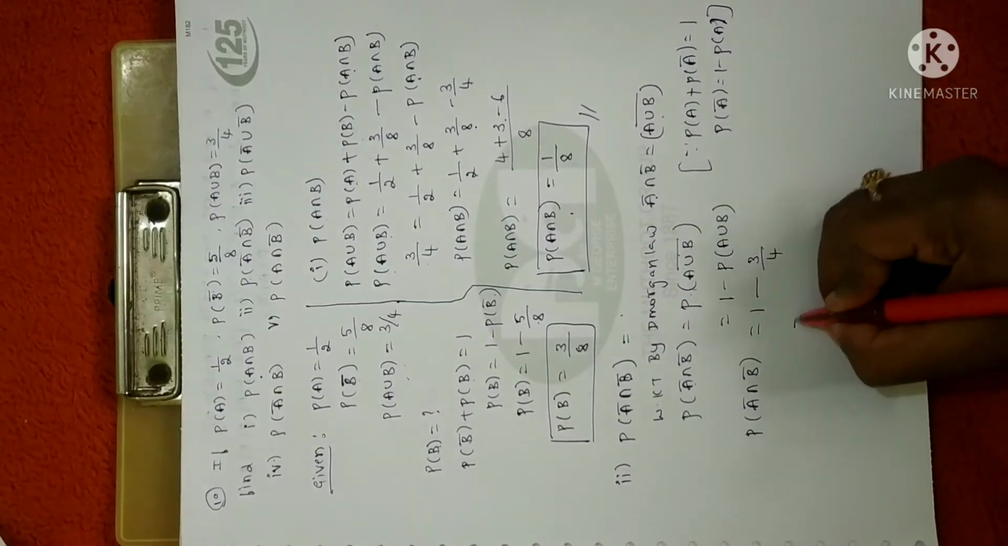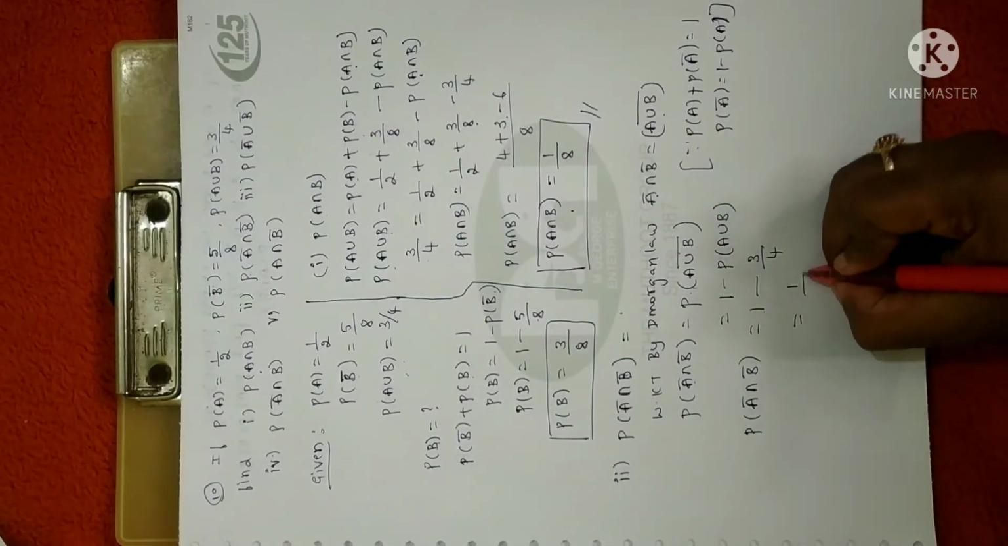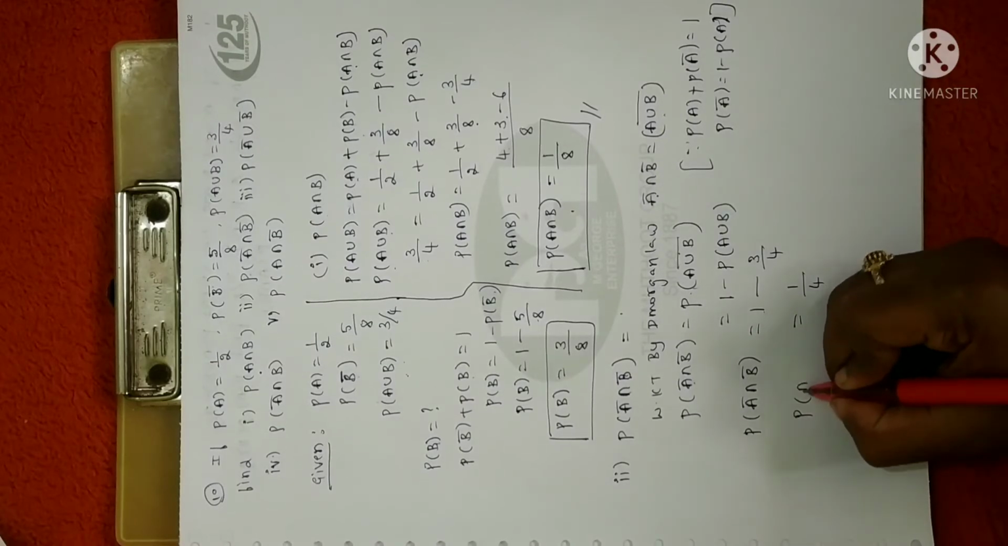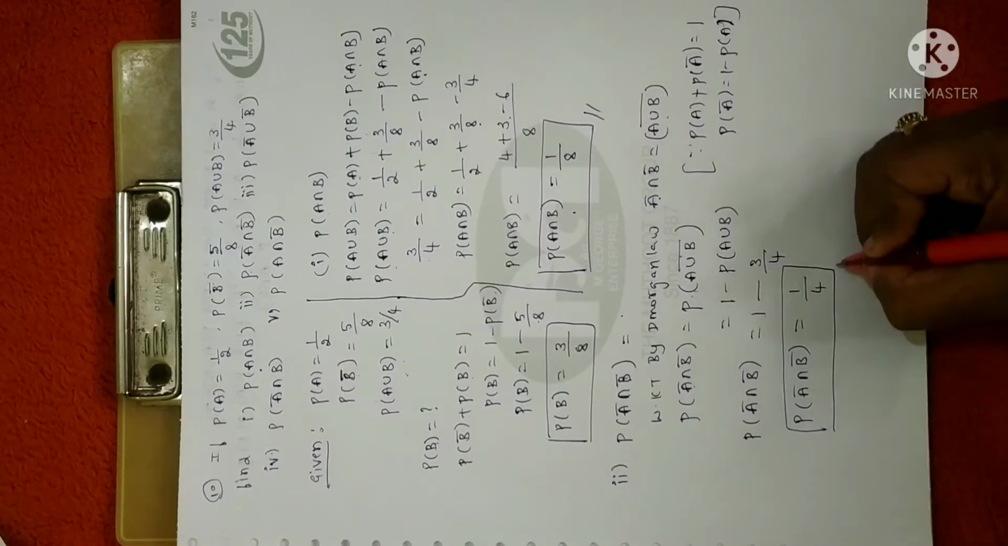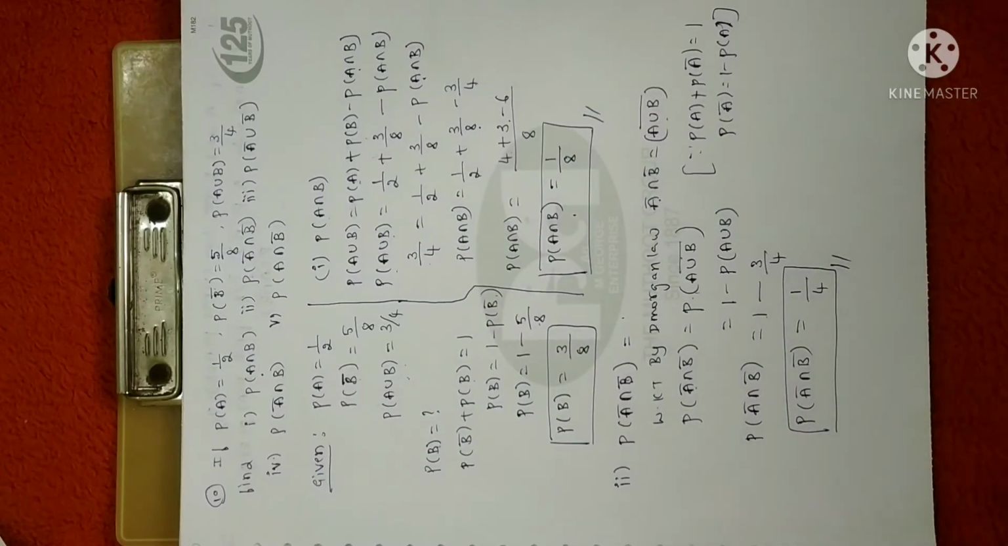So let me cross multiply. 4 minus 3 is 1, 1 by 4. Therefore probability of A bar intersection B bar is 1 by 4. Clear? Now let me solve the third sub question.